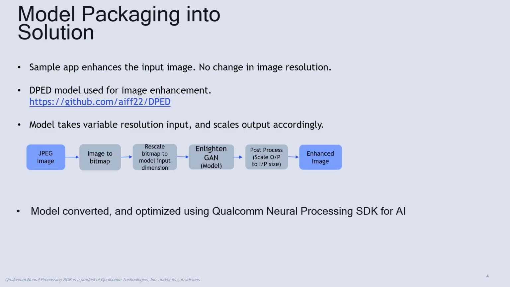Converted DLC model is then packaged into an Android application. The sample app enhances the image. There is no change in image resolution while the model enhances the image. Model can take variable resolution input and scale output accordingly. Pipeline used for this flow is also shown on the screen.